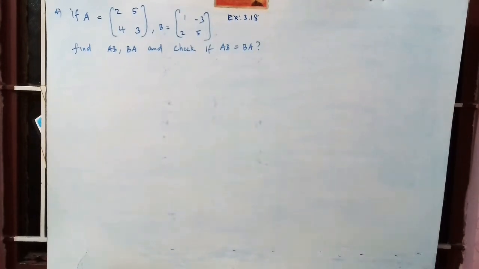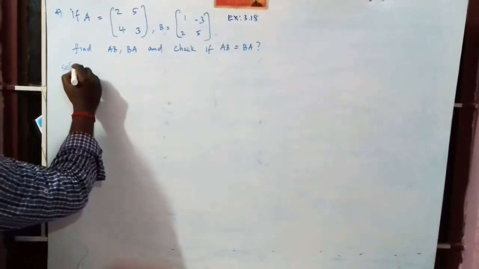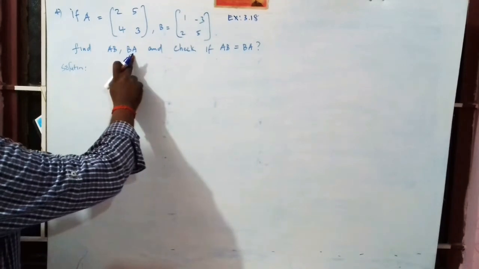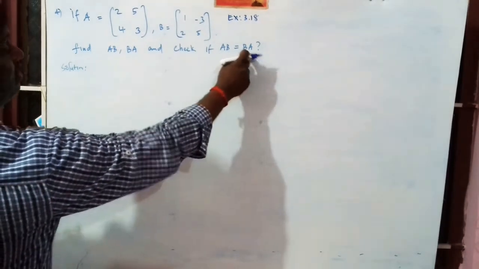Okay, question number 4. If A equals a 2 by 2 matrix and B equals a 2 by 2 matrix, find AB and BA. Check if AB is equal to BA. Okay, solution. Find AB and BA, check if AB is equal to BA.